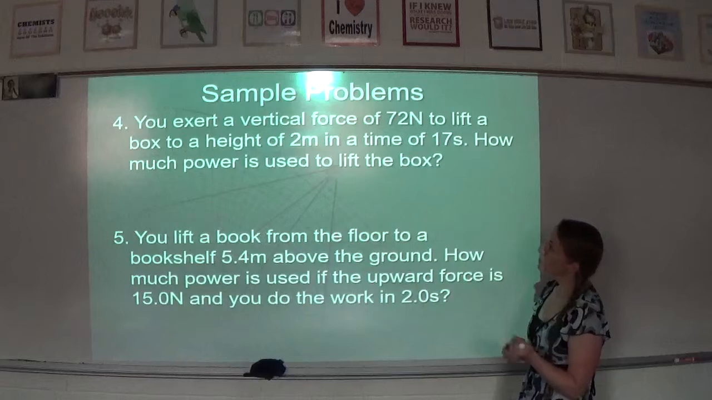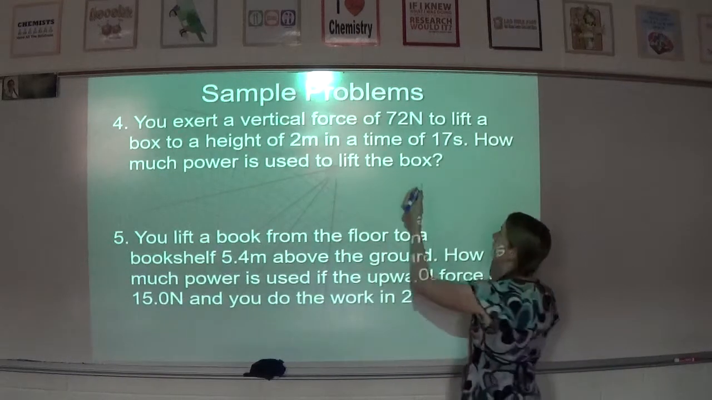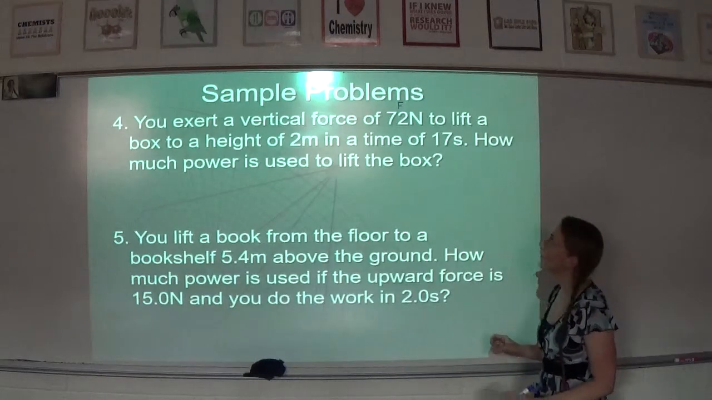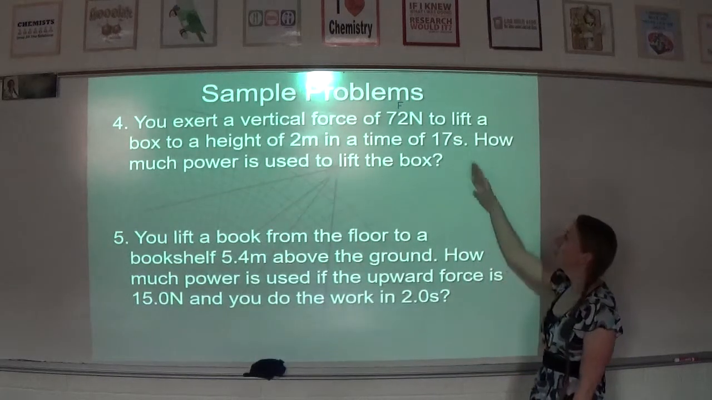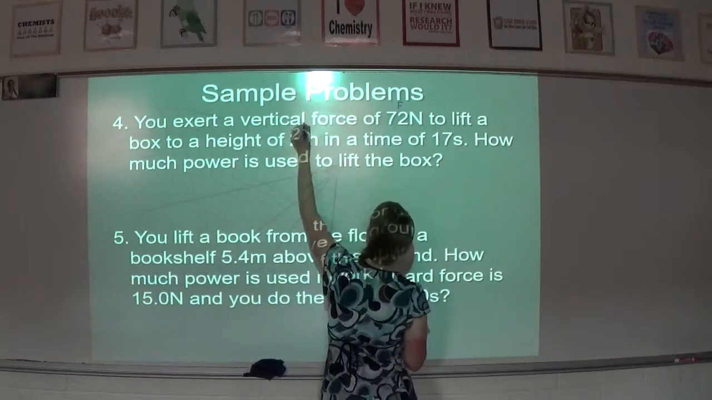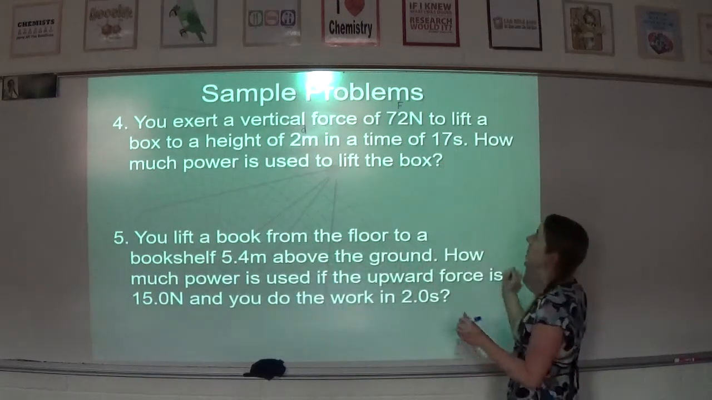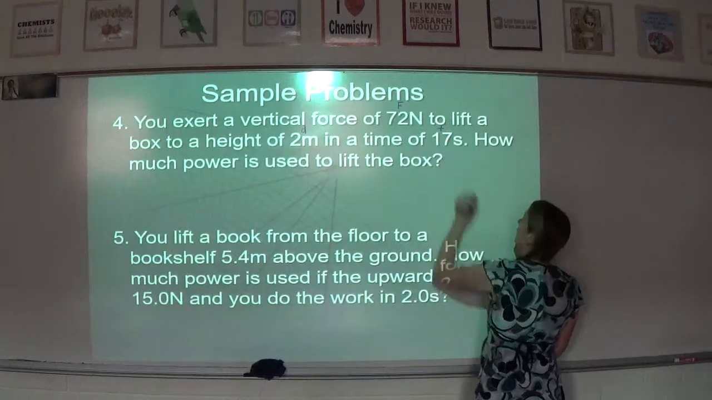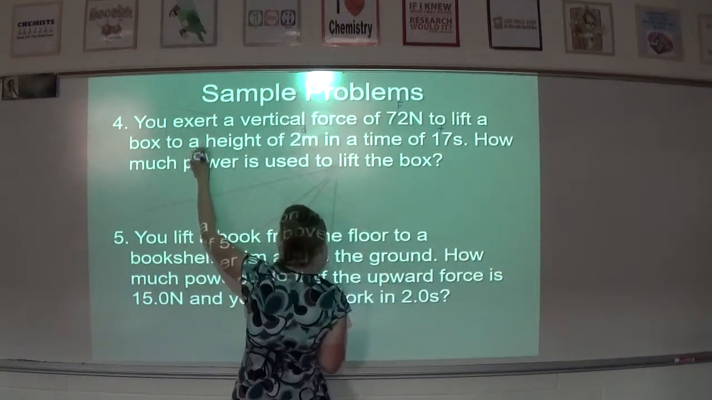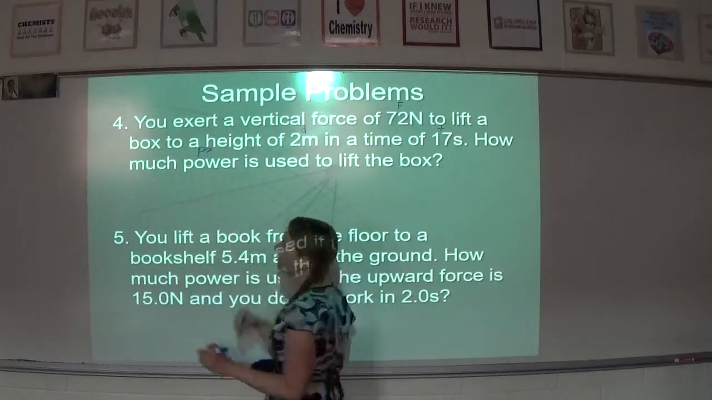So it says, you exert a vertical force of 72 newtons. So there's my force. My gosh, I made that one really high. I can barely reach that. To lift a box to a height of 2 meters. So there's my distance. In a time of 17 seconds. So there's my time. How much power is used to lift the box? All right, so I'm looking for power.